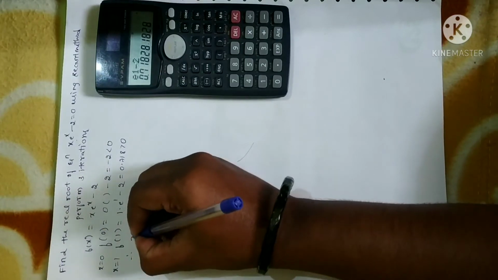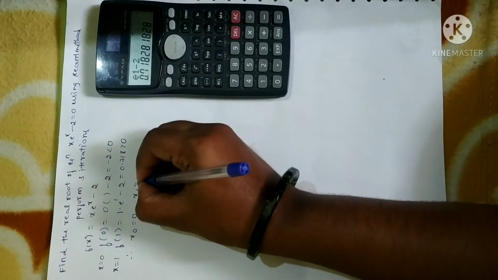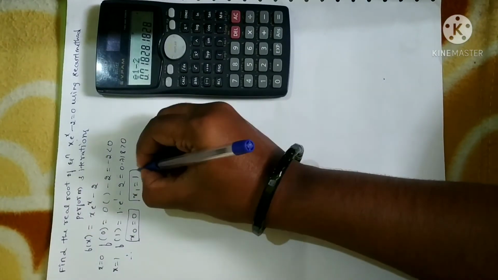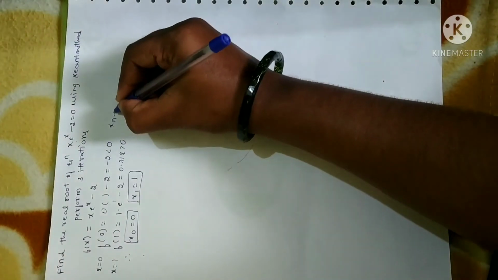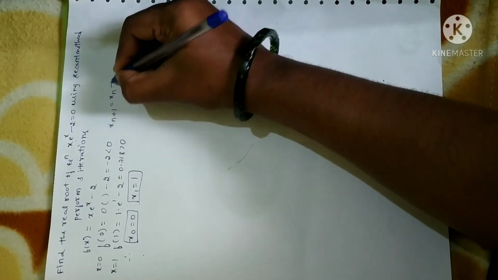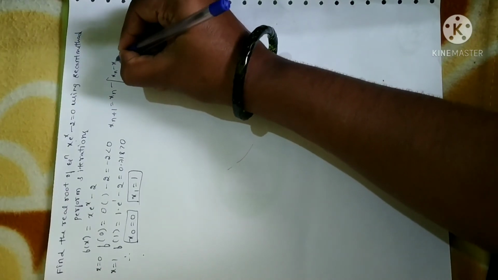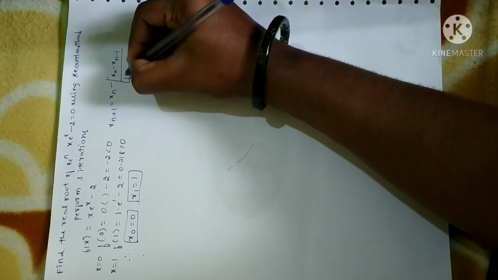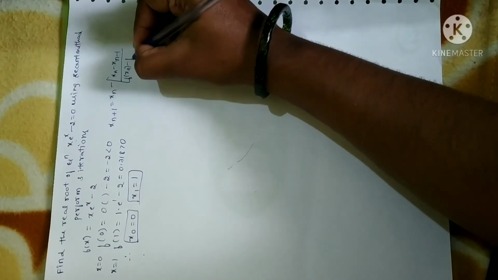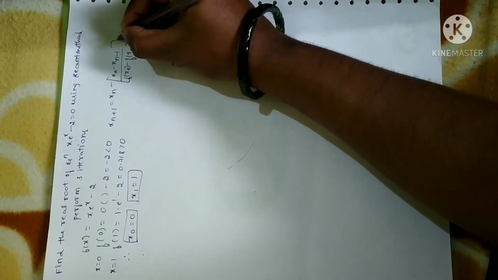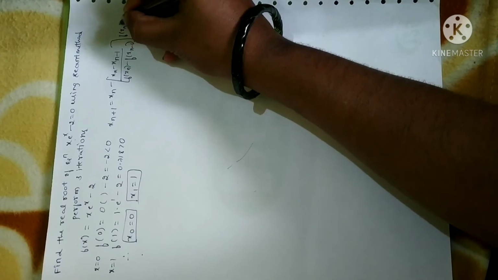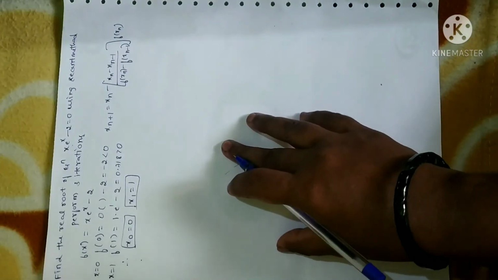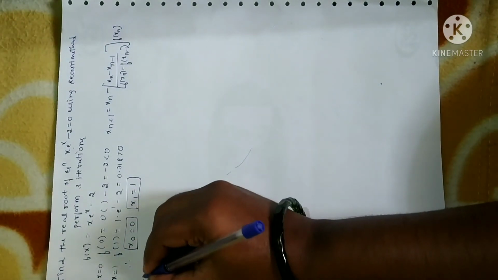Now I can write x0 as 0 and x1 as 1. I'm writing it directly. Now write down the formula, the Newton-Raphson formula, what it is. Xn plus 1 is equal to xn minus (xn minus xn minus 1) divided by (f of xn minus f of xn minus 1) into f of xn. So this is the formula for the method. Now let me do the first iteration.